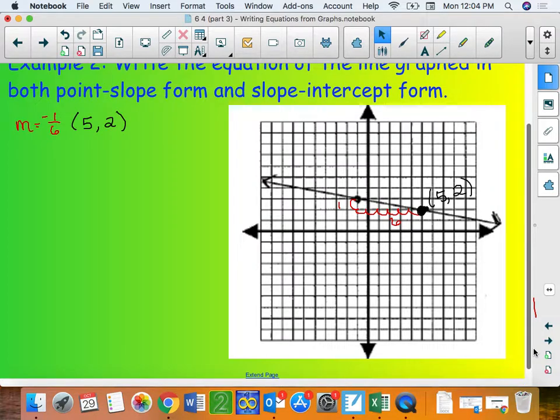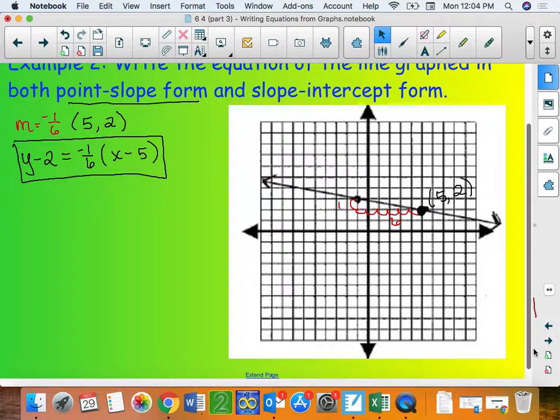And again, when you have a point and slope, you're going to start in point slope form. So I have y minus, my y coordinate is 2, equals my m, which is negative 1/6, times the quantity x minus my x coordinate, which is 5. There are no minus and negative, so there's nothing to simplify. There's my equation in point slope form.